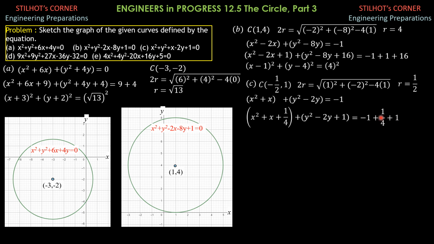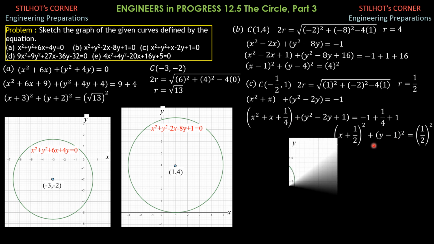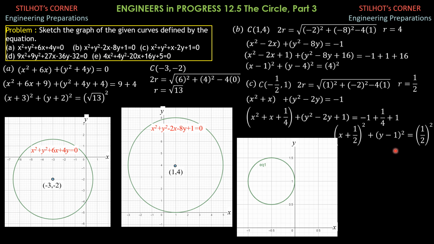So cancel negative 1 and 1. So 1/4 is 1/2 squared. So the radius is indeed 1/2. This is x plus 1/2 quantity squared plus quantity y minus 1 squared equals 1/2 quantity squared. So the center is at negative 1/2, 1, and the radius is 1/2 or 0.5.